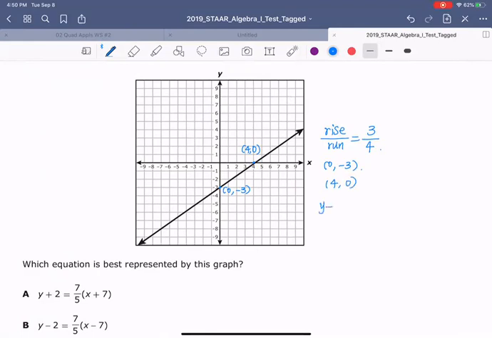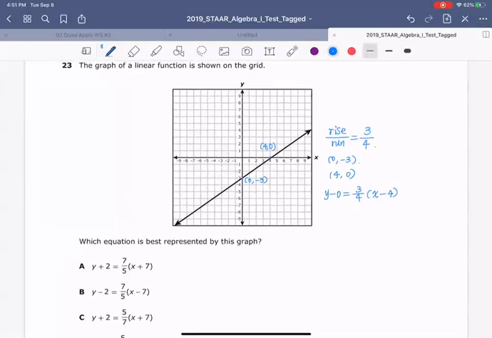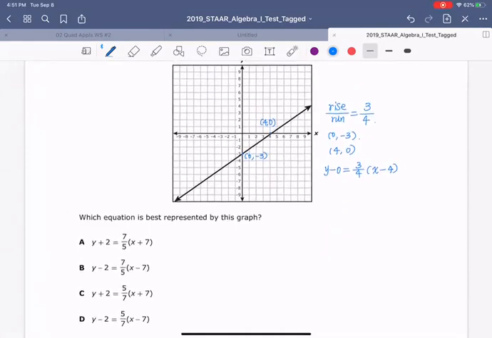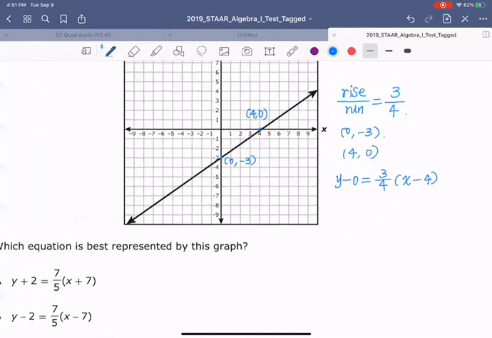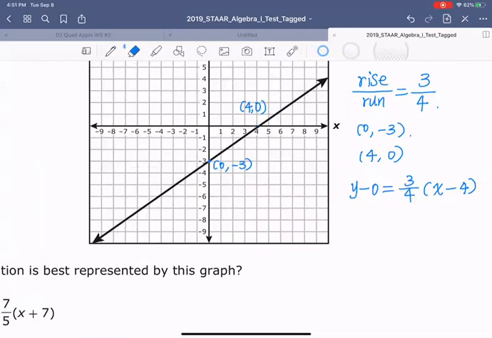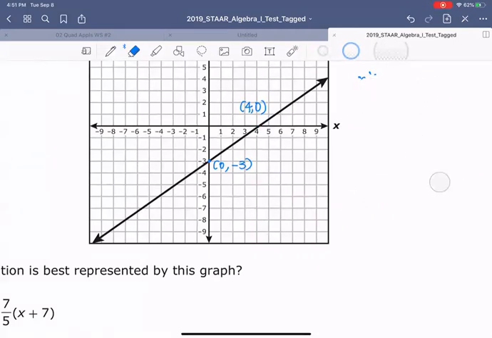So you do y minus 0 equals 3 over 4 times x minus 4. Correct? Yes? And then, I think somehow this point is not exactly on 4. You see here? The problem for this question is this point is not exactly on 4. That's where the problem is. Did you see the problem? Yeah, this one is not exactly on 4.